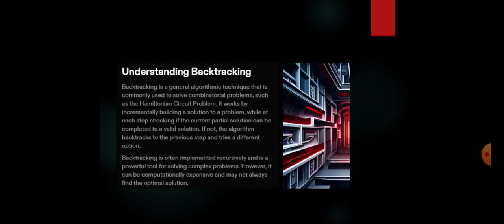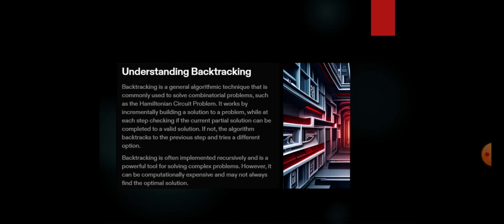We can solve this particular problem by using the backtracking approach. So we must know what backtracking is. Backtracking is a general algorithmic technique that is commonly used to solve combinatorial problems such as the Hamiltonian circuit problem. It works by incrementally building a solution to a problem, while at each step checking if the current partial solution can be completed to a valid solution. If not, the algorithm backtracks to the previous step and tries a different option.